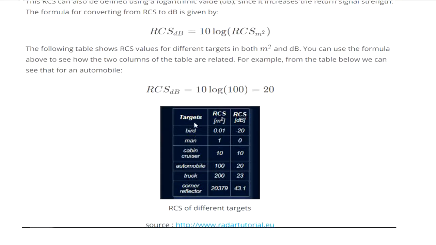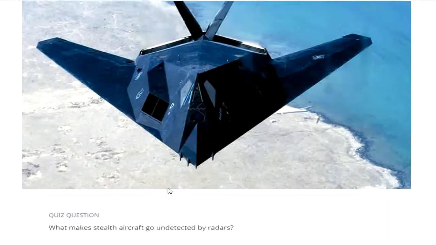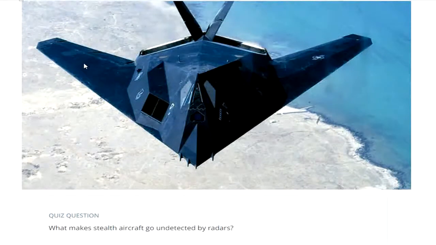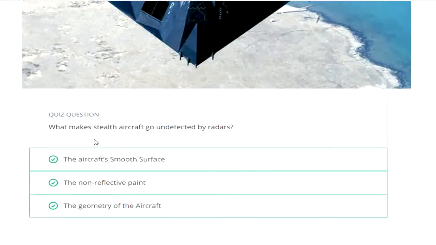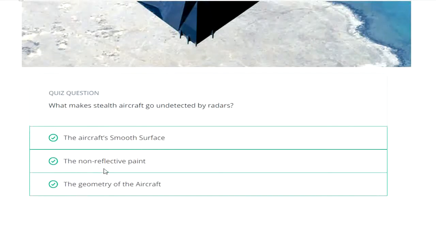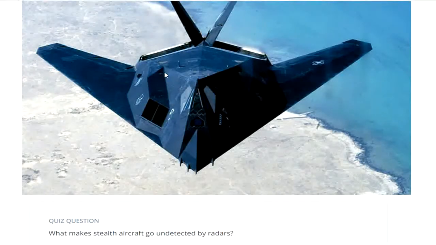You can look at the table right here. You can see the targets, the man, bus, cabinet, have different RCS. So they have different areas and different RCS values. You see, the higher the cross section, the higher the RCS. And one really interesting example is for aircraft. How can this aircraft avoid radar detection? Because of the really special design, right? What made the stealth aircraft go undetected by radars? Because of the aircraft's smooth surface, second the non-reflective bands, and last the geometry of the aircraft, which helps the aircraft go undetected by the radars.